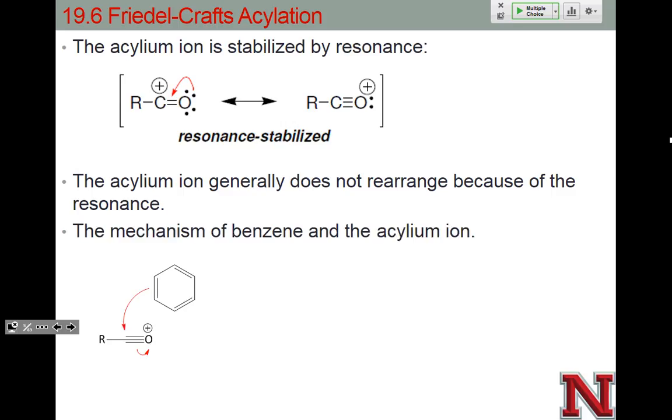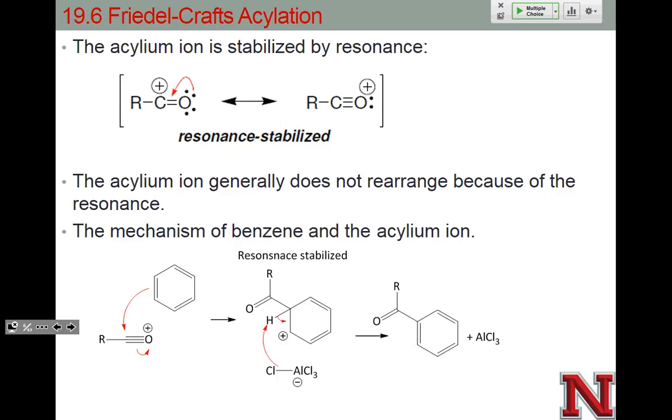So our mechanism, our benzene ring is going to, again, attack our very reactive carbon, pushing electrons onto the oxygen. And then we'll have our sigma complex. I'm not showing all of the resonance structures here, but we know this carbocation has resonance structures. And then just like all of our other mechanisms, we reform the aromatic ring. So now we have a new carbon-carbon bond. We have this acyl group.